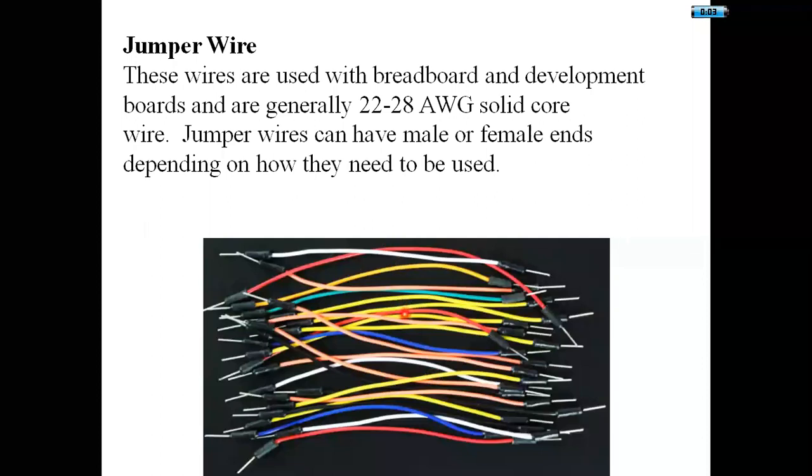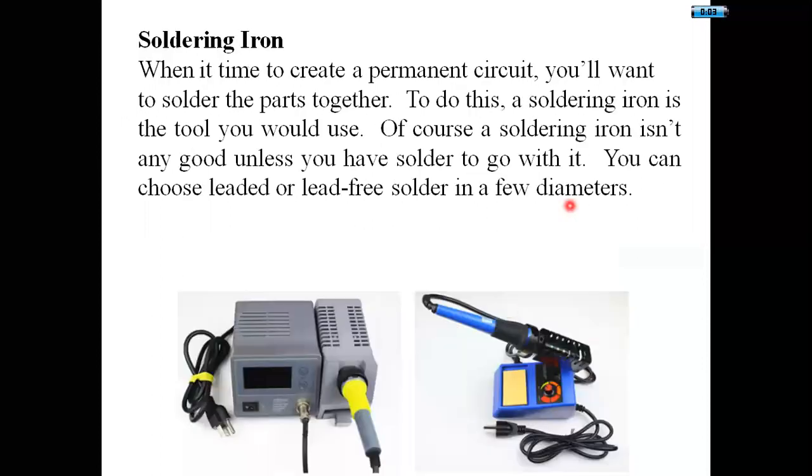These are the jumper wires. These wires are used with breadboards and development boards, and are generally 22 to 28 AWG solid core wires. We can use these wires in the experimentation circuits. Next one is the soldering iron. Permanent soldering of any electronic component on the board is possible by using this soldering iron. Along with the soldering iron, we come across this rod, as well as some flux and some lead. Those things we need to maintain.